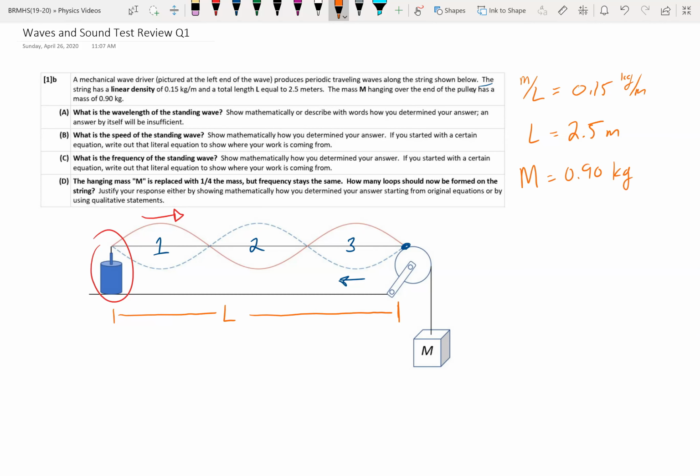What else do we know? I mean, that's all that's given in the very first paragraph there. All right, let's start with that. Part A, what is the wavelength of the standing wave? Show mathematically or describe with words how you determine your answer. What is the wavelength of the standing wave?